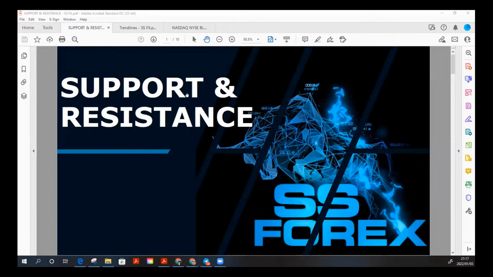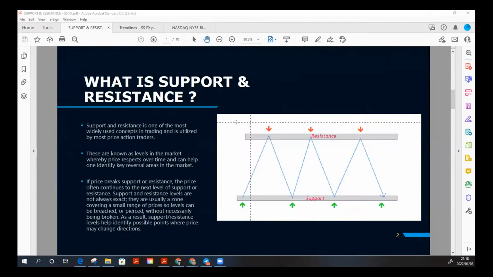So today we're going to be going over support and resistance, and what exactly these concepts are and how to utilize them in your trading, particularly when it comes to indices and key levels and that sort of thing. So yeah, let's get into it.